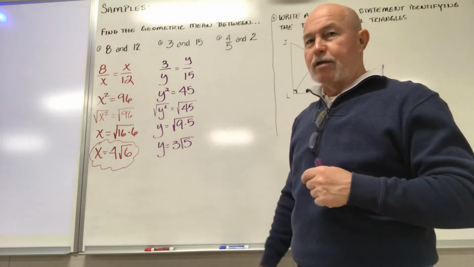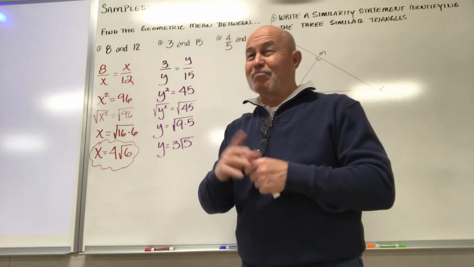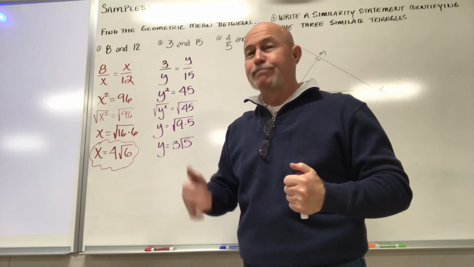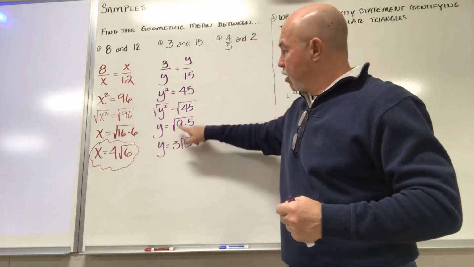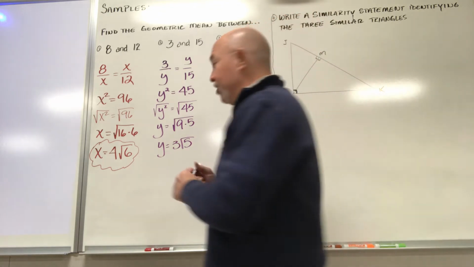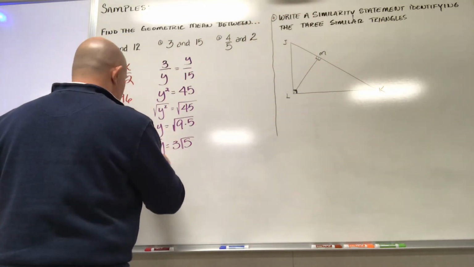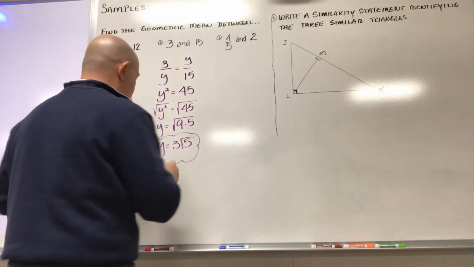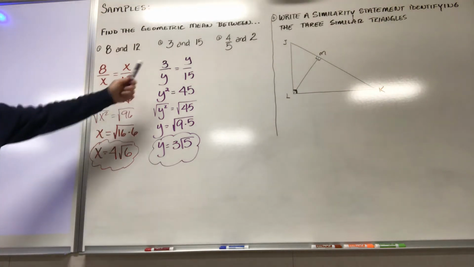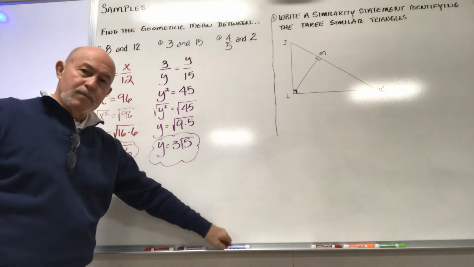9's a perfect square. Remember when I said you don't have to memorize them, but if you're familiar with them, it's going to be easier? The square root of 9 is 3. This is the geometric mean between 3 and 15.